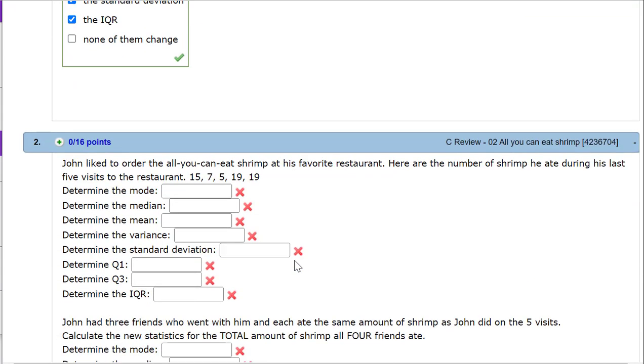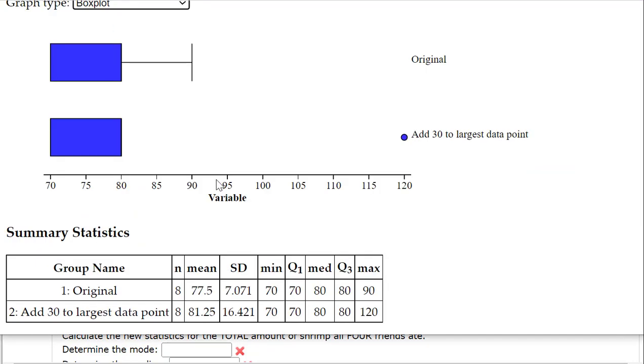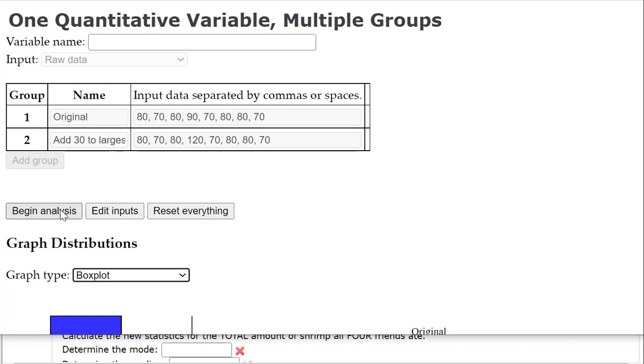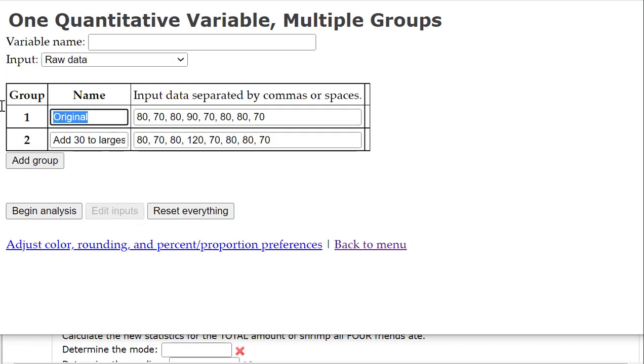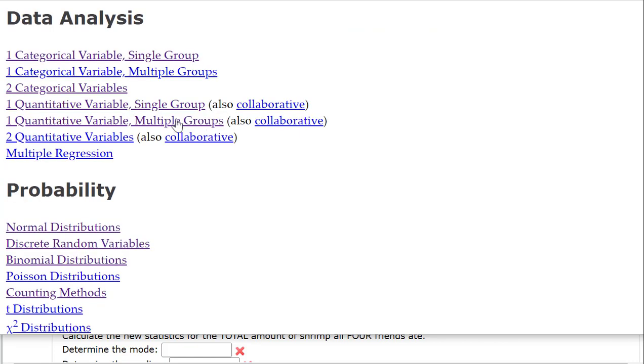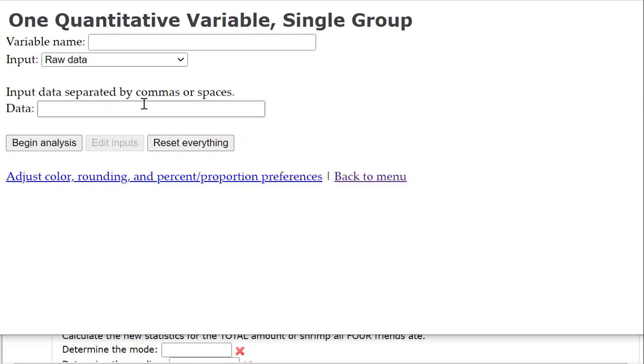All right. John likes to order the all-you-can-eat shrimp in his favorite restaurant. Here are the number of shrimp he ate during his last 5 visits to the restaurant. So here we go. I'm going to take those numbers and paste them into the Stapplet. We'll go back to one group Stapplet, I only have one group of data. There we go. And begin analysis.